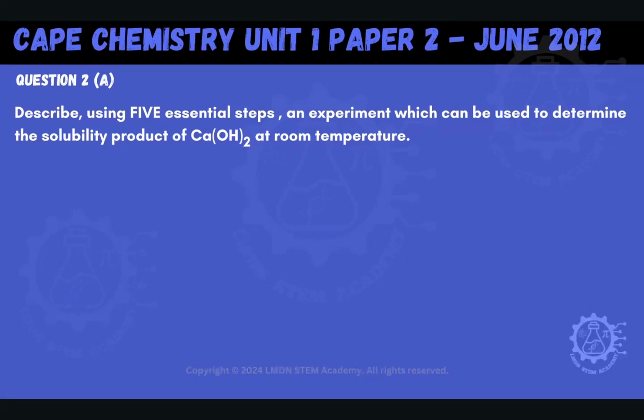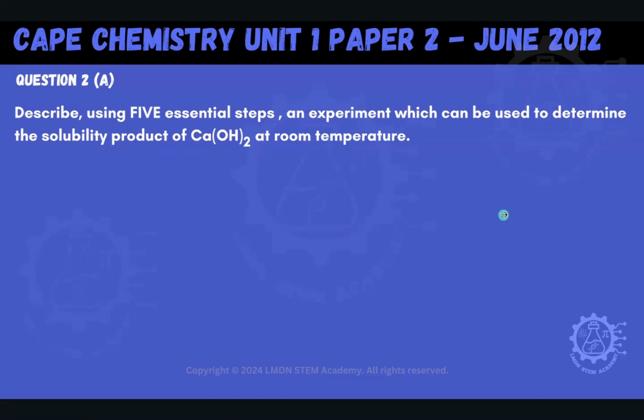In this video, we will be working through the June 2012 Unit 1, Paper 2. We will be working through question 2, which was a question on solubility product. So the question says, describe using 5 essential steps an experiment which can be used to determine the solubility product of calcium hydroxide at room temperature.